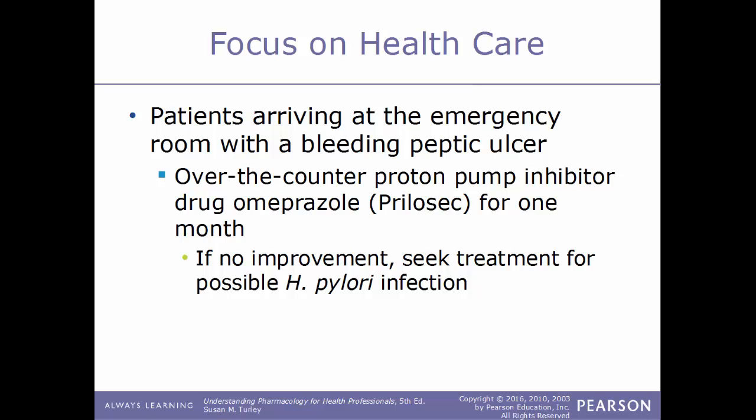If there's no improvement after that point, they should seek treatment for a possible H. pylori infection. And H. pylori is a bacterium that leads to the development of ulcers. And something like Prilosec would have no impact on that because it's not an antibiotic.